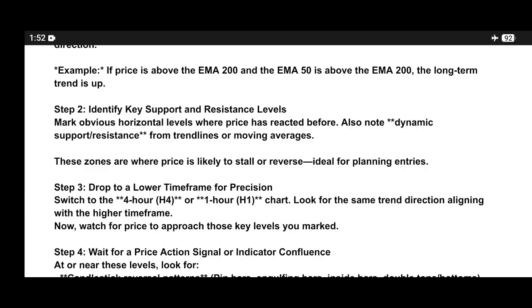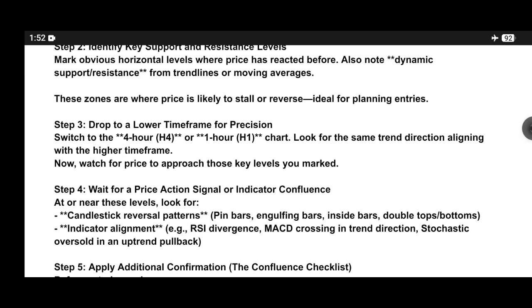Then step 3 is drop to a lower time frame for precision. Switch to the 4-hour or 1-hour time frame chart. Look at the same trend direction aligning with the higher time frame. Now, watch for price to approach those key levels you marked.